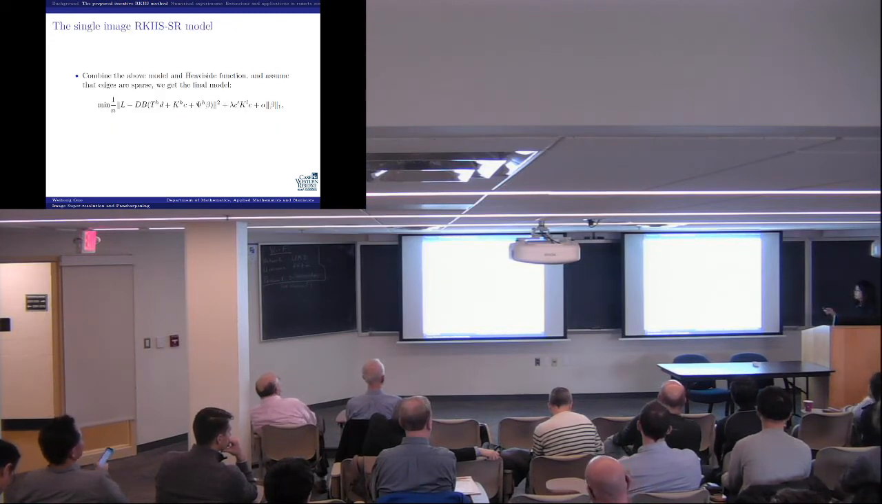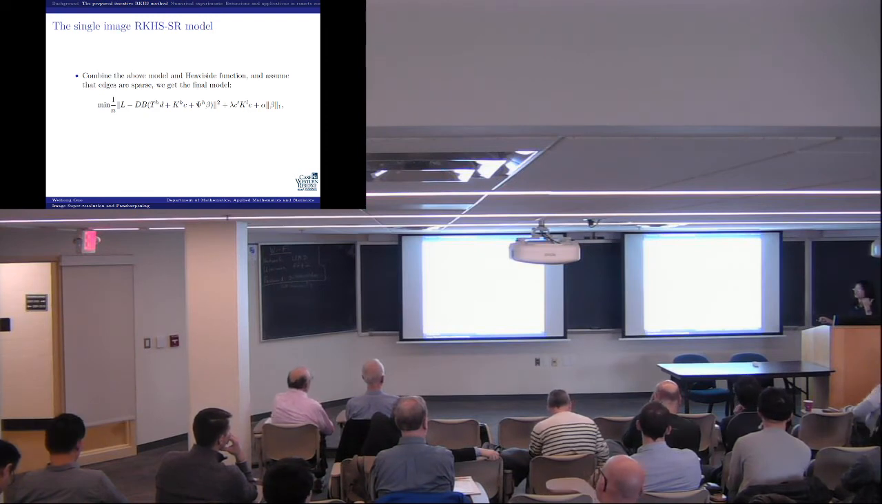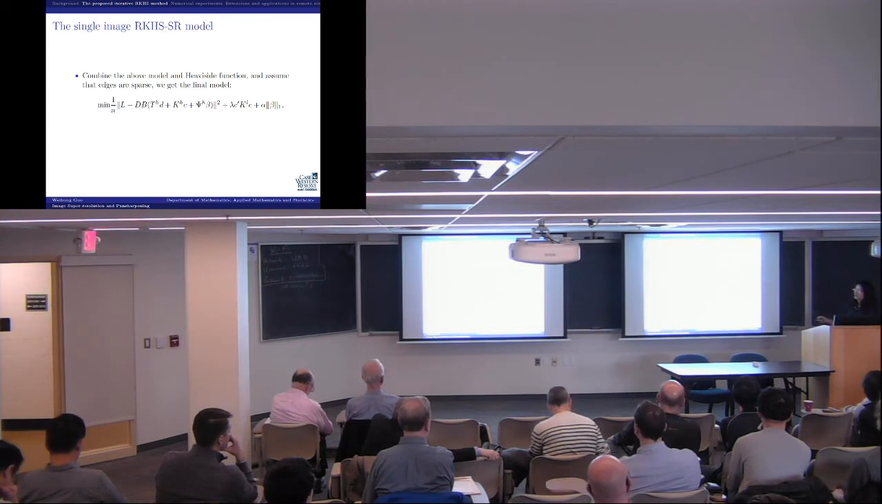Okay, so here's the model. T and K are the bases coming from RKHS, the polynomial and the residual. And the psi over here is the Heaviside. Remember, each one of them is some linear combination, so eventually it's going to be a linear system. B is the blurring, if you still remember. D is the downsampling. And L is the given low resolution image.